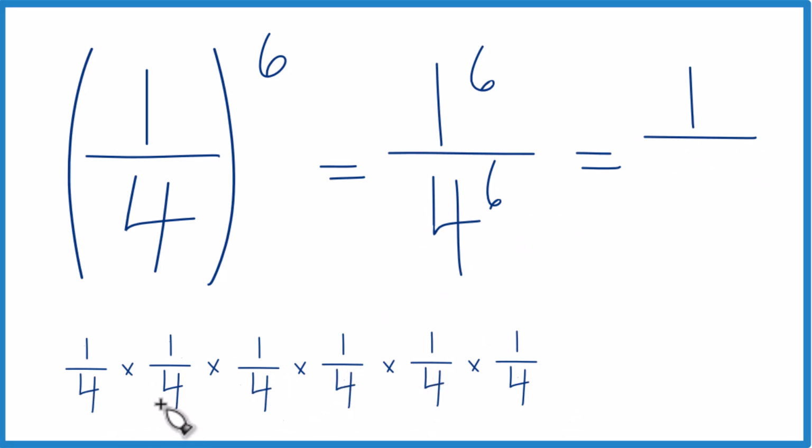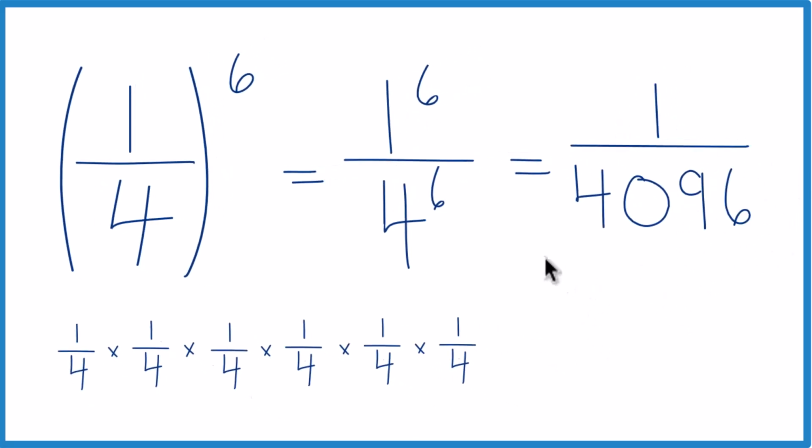So 4 times 4 is 16. 16 times 4, that's 64. 64 times 4, 256. 256 times 4, 1,024. And then 1,024 times 4, we get 4,096. That escalated quickly. So 1/4 to the 6th power is 1 over 4,096.